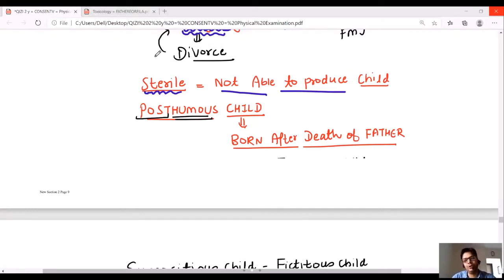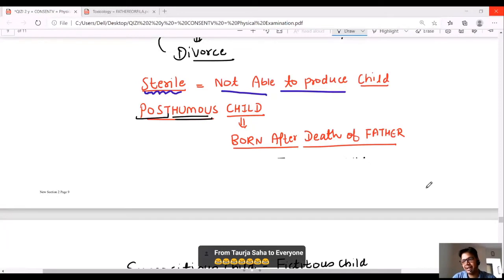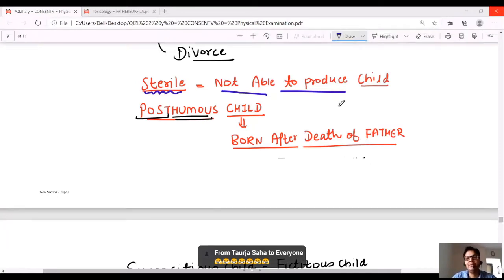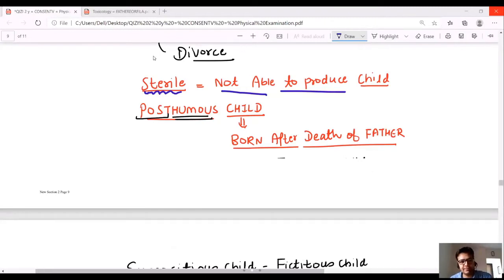Sterile means you are not able to produce children. That may be male as well as female. Okay. Now, sir, there is a word that comes, which is known as posthumous child.